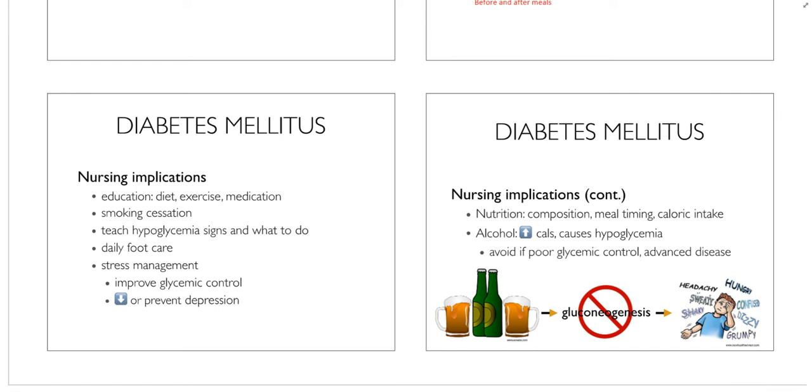We want to promote a decrease in alcohol use because, one, it's an increase in empty calories, and it can also cause hypoglycemia. So if this causes hypoglycemia in them, we want to completely just avoid it because it blocks gluconeogenesis.